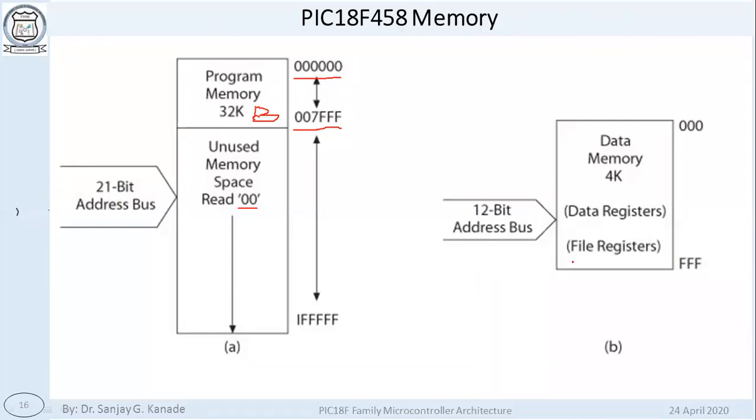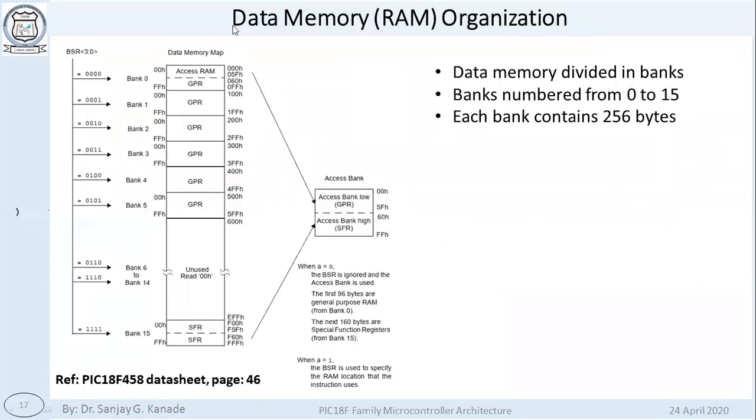And for the data memory, we have a 12-bit address bus, so the addresses range from 000 to FFF. How these 4K are distributed, we'll see in detail when we talk about data memory or RAM organization. Here is that data memory or RAM organization. The address starts from hexadecimal 000, and the last address is FFF.